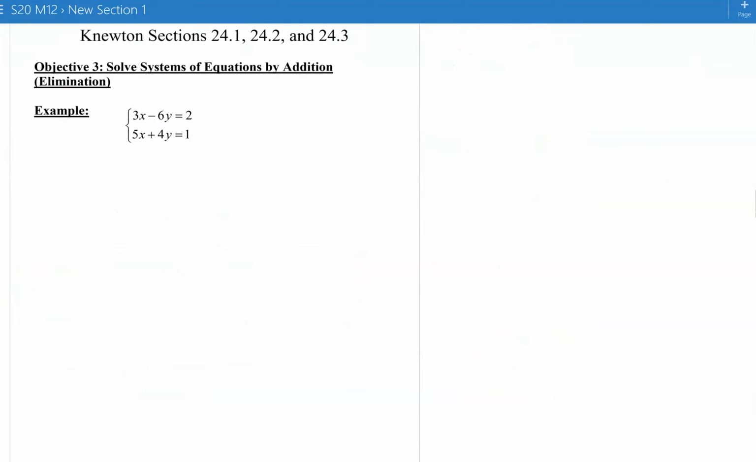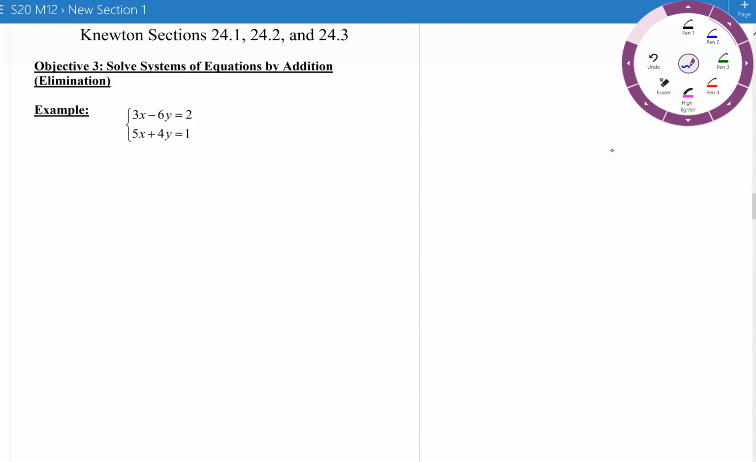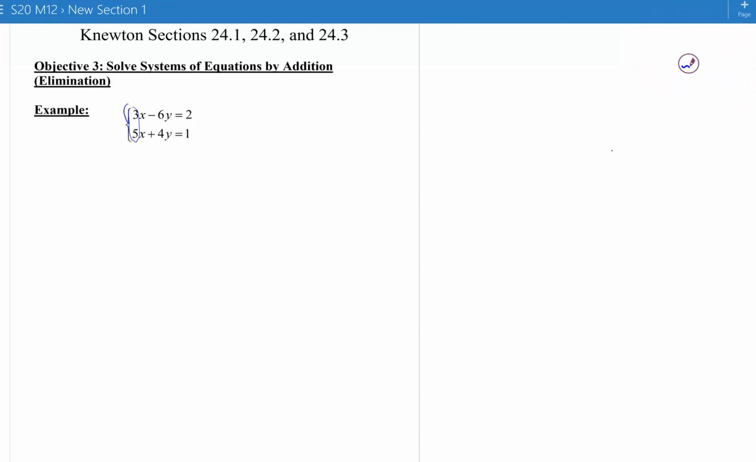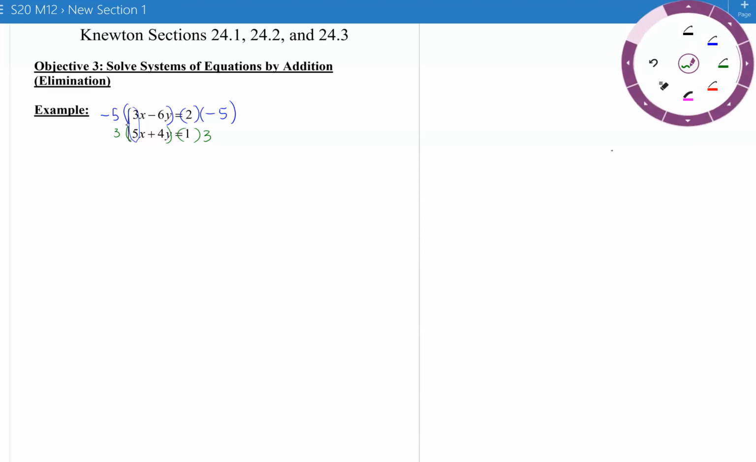Okay, then we also learned the addition method. So you're trying to make the coefficients of one of the letters be equal and opposite. So think about least common multiple. So for 5 and 3, the least common multiple is 15. So I'm going to multiply the first equation by -5 and the second equation by 3 so that I can get the x's to cancel, because I always add. I just make a lot fewer mistakes.